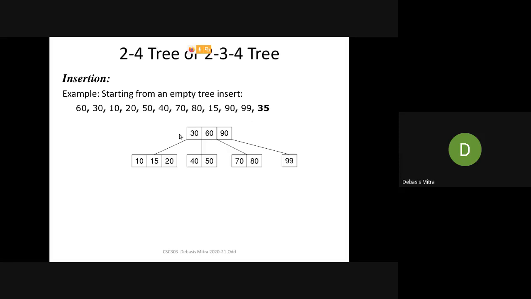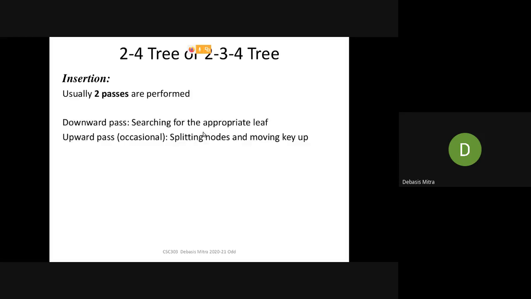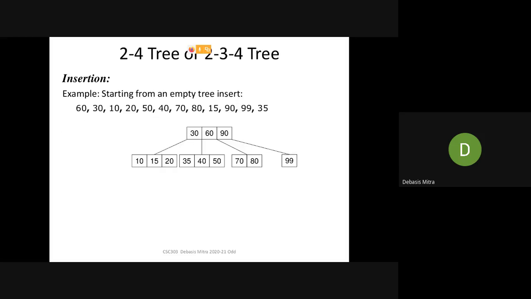And now see, the root has become fully filled. This node is fully filled. Now 35 is in between 30 and 60, so it will be inserted here. Okay, so the insertion strategy is clear.